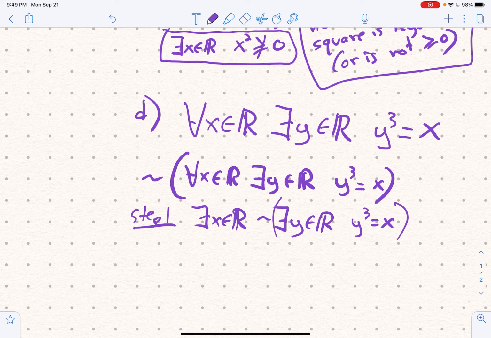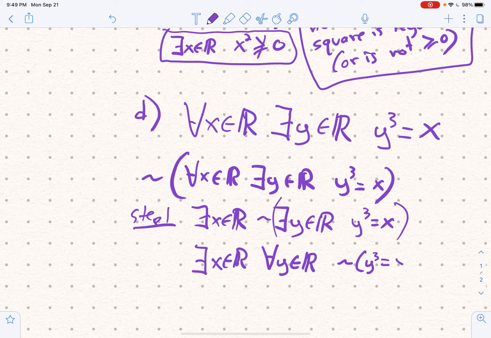Now, we're not done yet. What I want to do next is move this negation one more step inside. I'm going to pass it through that existential quantifier, apply the negation to the thing that is inside, which is this equation, and switch this to a universal. I copied down the stuff in the front just to keep it there. Now, the negation of the existential quantifier gives me a universal quantifier: for all y in R, not y cubed equal x. So what does this say?